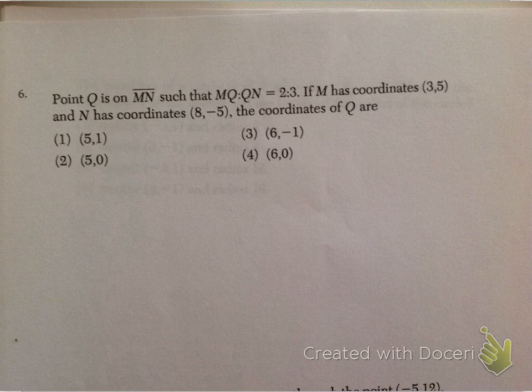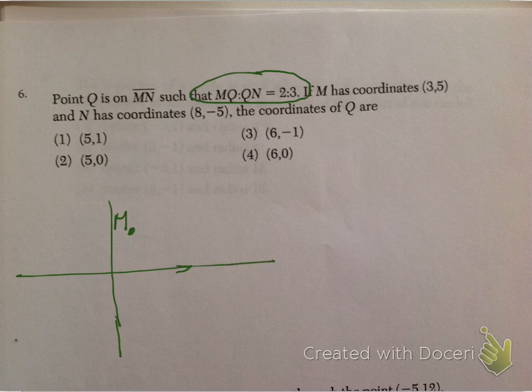Okay, here's number 6. So as soon as I see that there are line segments in a ratio, I'm thinking that I need to find the slope, and that I need to start counting up and over. So I'm just going to do this on regular paper, just a sketch. I don't have graph paper on this. So M has coordinates (3, 5), so let's say that's somewhere around here. And N has the coordinates (8, negative 5). So maybe somewhere around here. Okay, here's N. So here's my line MN.